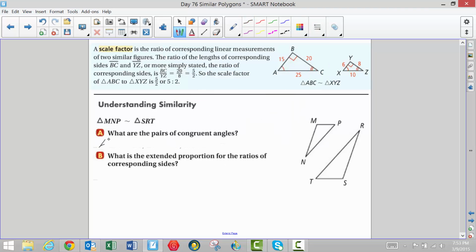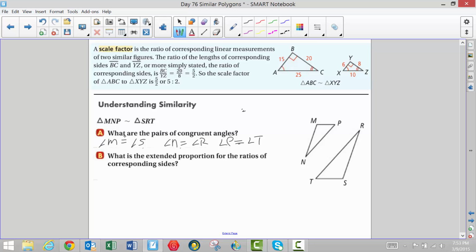So I know that angle M is congruent to angle S. Angle N is congruent to angle R, and angle P is congruent to angle T. So remember, angles are congruent, side lengths have to have the same ratio. So what is the extended proportion of the ratios?